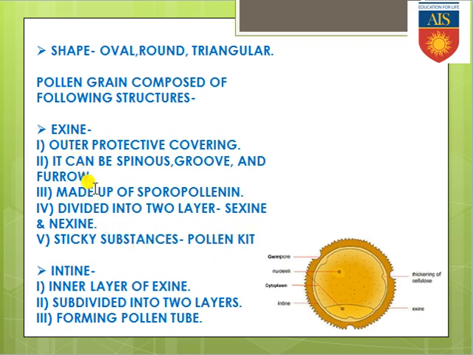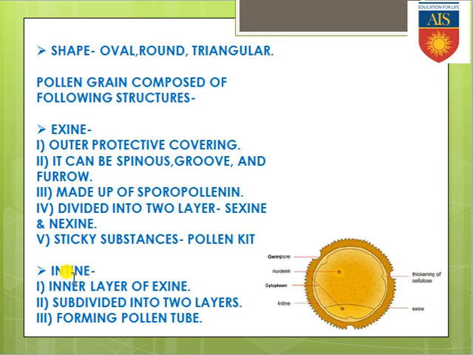Next, in the case of some flowers' pollen grains, their exine secretes some sticky substances, commonly known as pollen kit. Why is this pollen kit present? It is present for getting attached to the insect body during cross pollination. So that sticky substance, the pollen kit, is found in some of the pollen grains which are pollinated by cross pollination.